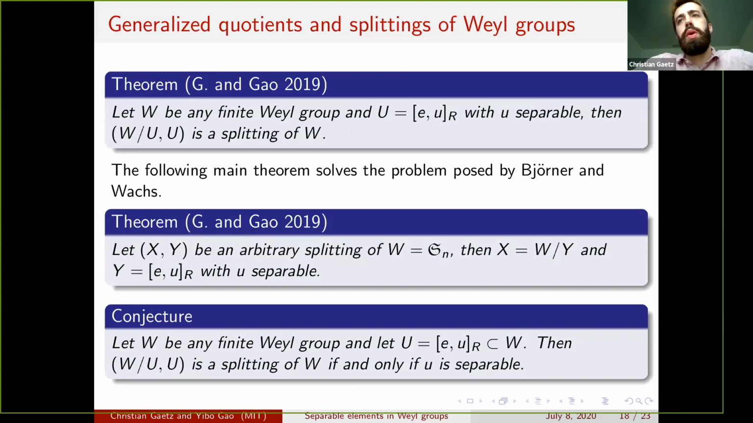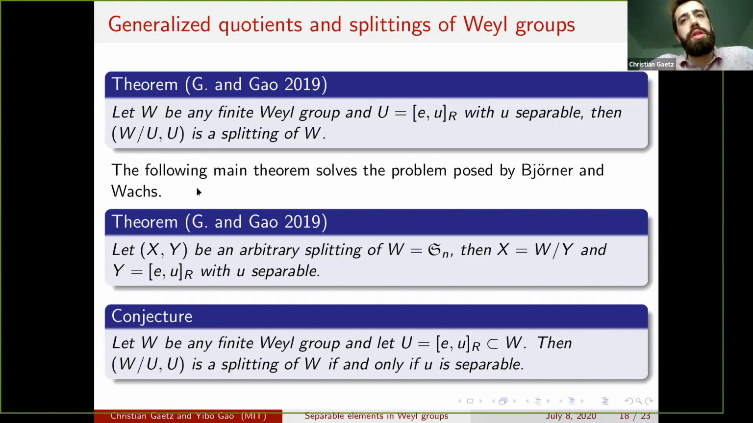So we answer this question in the symmetric group. First, in the generality of all Weyl groups, if I'm in a Weyl group and I take the interval below a separable element, so here U is separable, then this is always a splitting of the Weyl group.